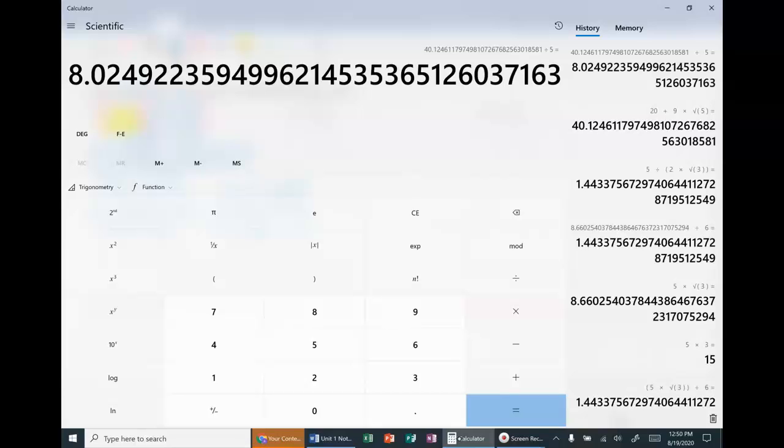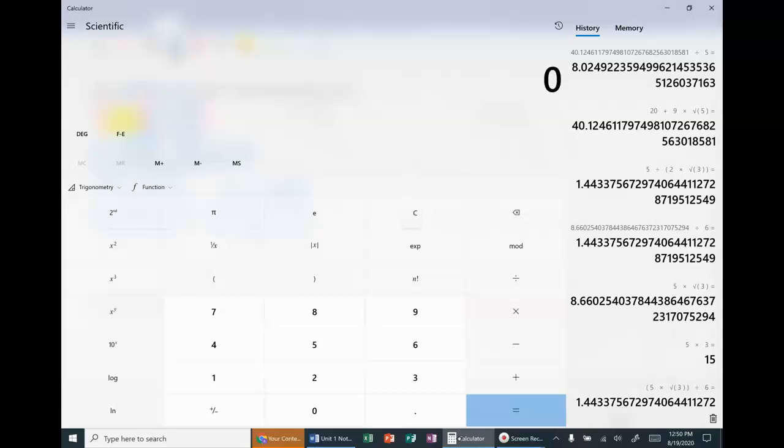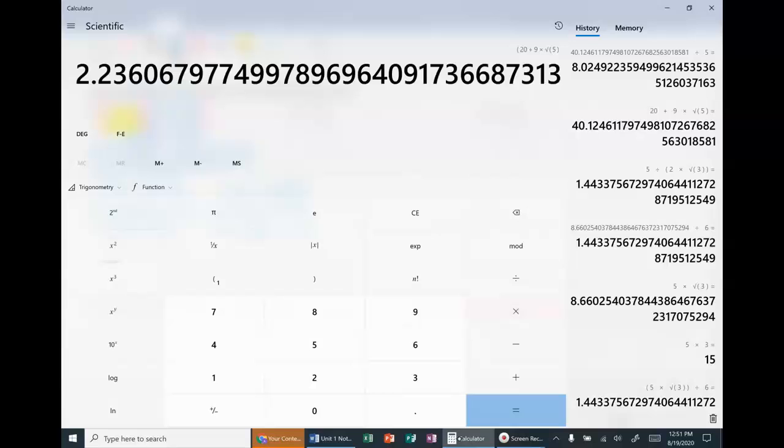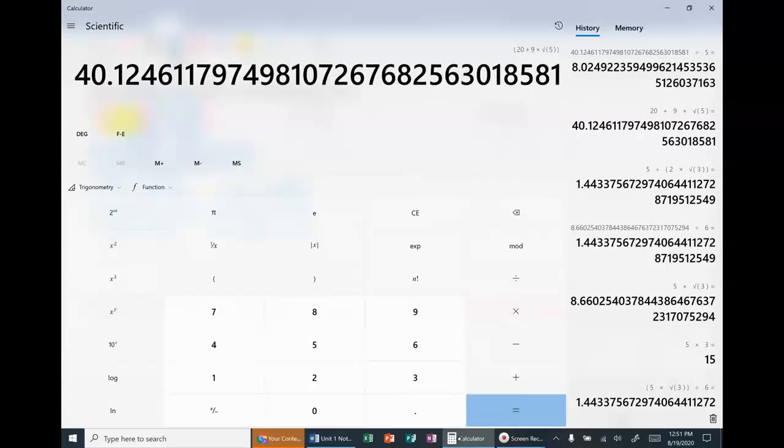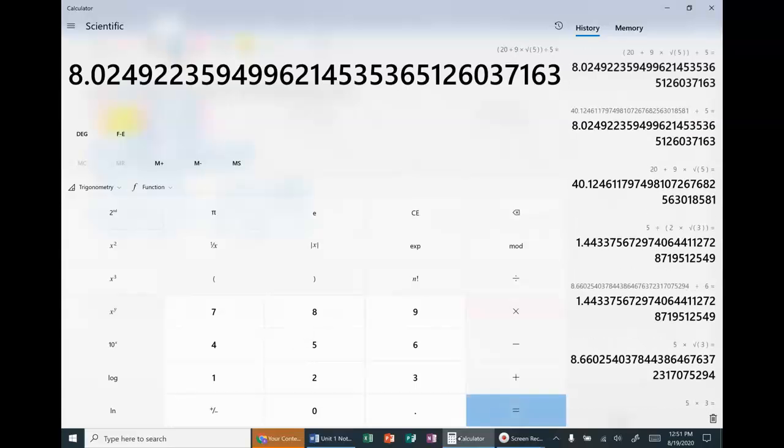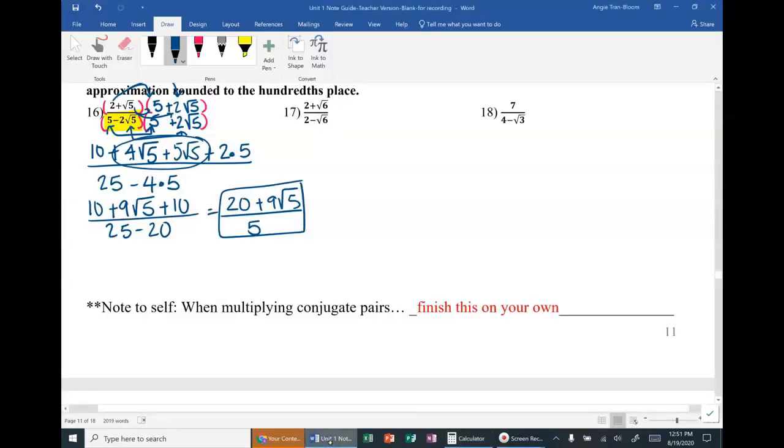8.02. Now, if you are more advanced or your calculator allows you to do it all in one step, totally fine. I normally want to put a set of parentheses on the numerator or the denominator anytime you have multiple terms. So this is me doing it again in one step: 20 plus 9 times square root of 5. I'm going to close that up with a parenthesis. Then I'm going to divide the whole thing by 5. Hit enter. I should have the same exact decimal as 8.02. Go back to your notes and write that in as our decimal approximation, because the next couple of questions you're going to have to do that on your own.